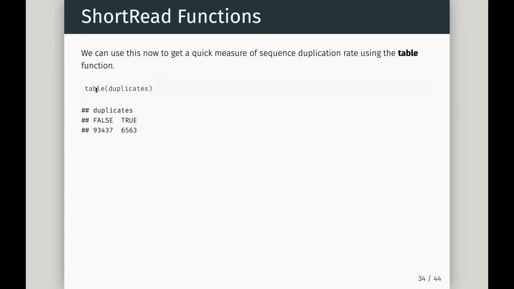So here, we can just do table duplicates, and we can get an idea how much of our actual total data is duplicates. RNA-seq, you expect higher. ChIP-seq and ATAC-seq, maybe you expect a lot lower. We're going to cover the very specifics when we talk about these lectures.